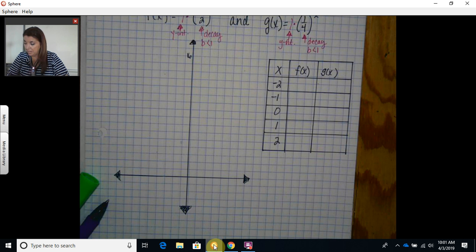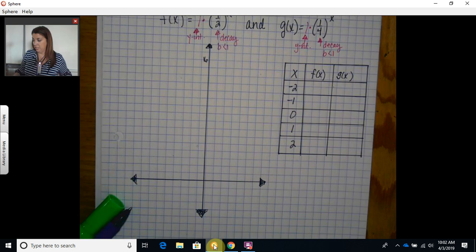Okay, so I know the y-intercept is 1 on both of them. That's not always going to be the y-intercept. It just so happens to be in both of our examples. There's a number there, whatever's in a's place. And I know they're both decay, so I know from left to right the y values are going to decrease. But I need to find some more points. So I chose these values for x. It's good to pick negatives, 0, and positives. If I need more, I can pick more.